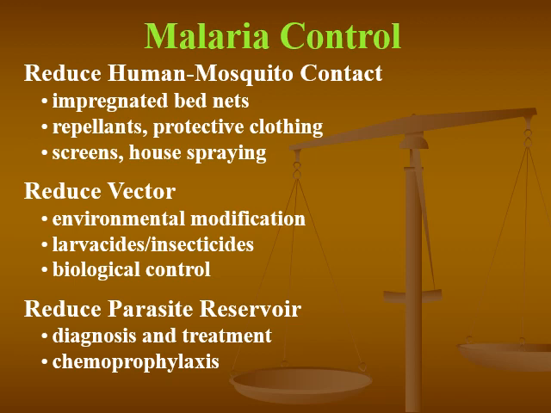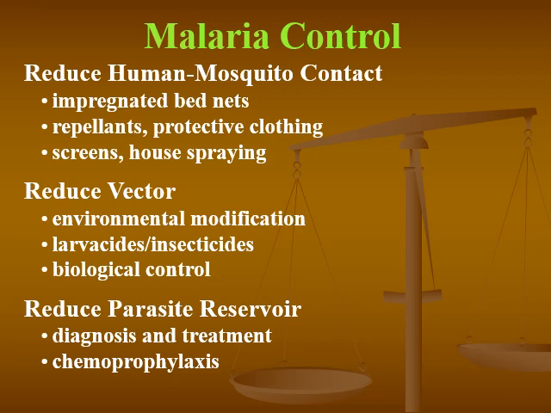Malaria control, we have also many strategies. The first strategy is to reduce human-mosquito contact by using impregnated bed nets, repellents, protective clothing, screens, and house spraying, all these methods to prevent human-mosquito contact.